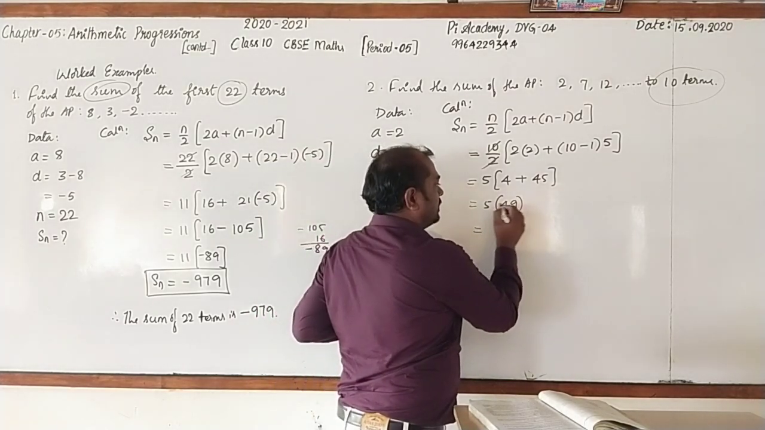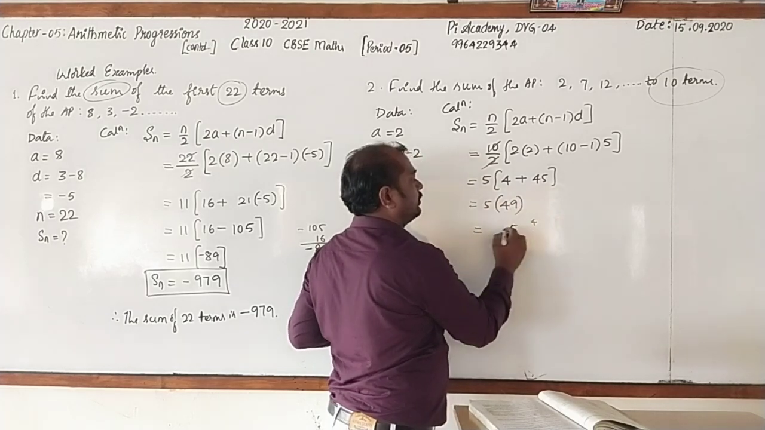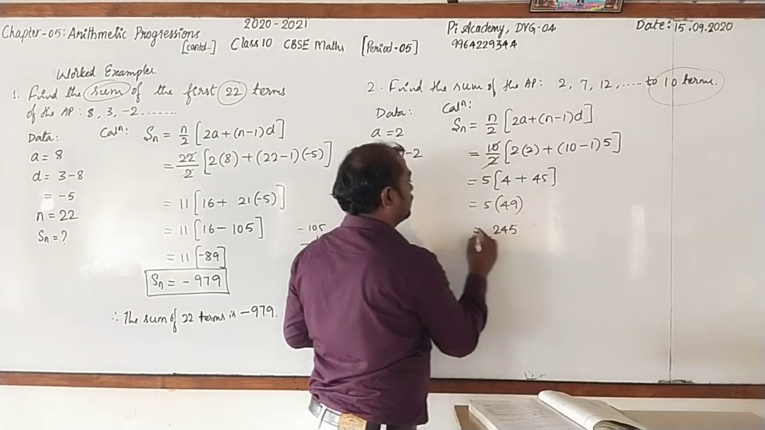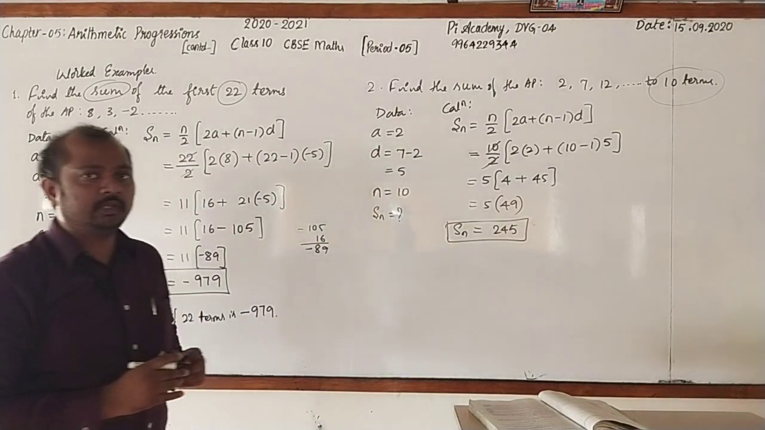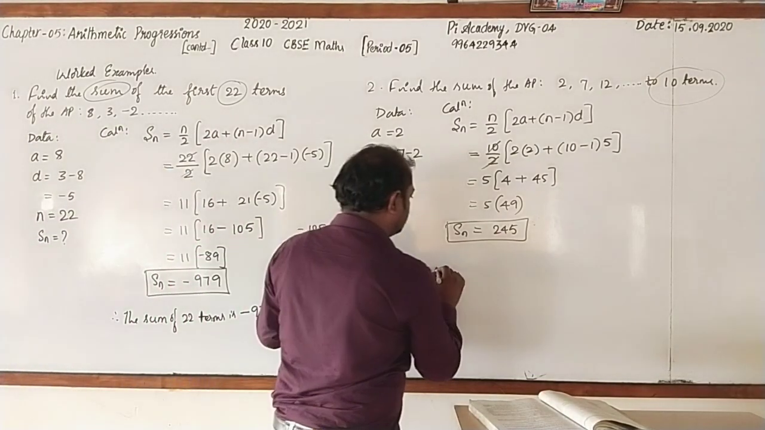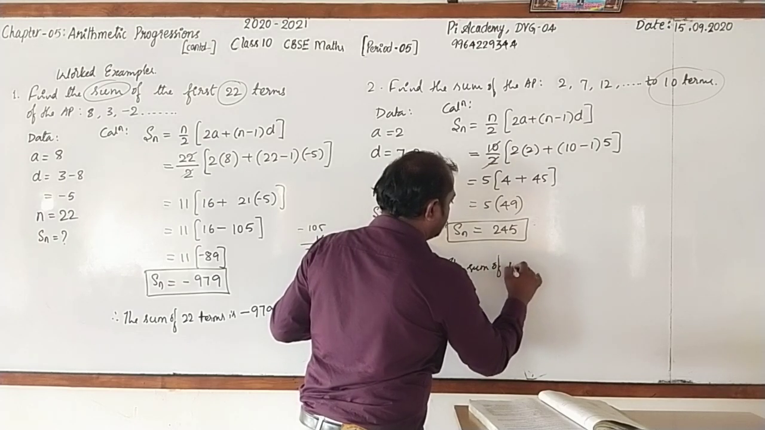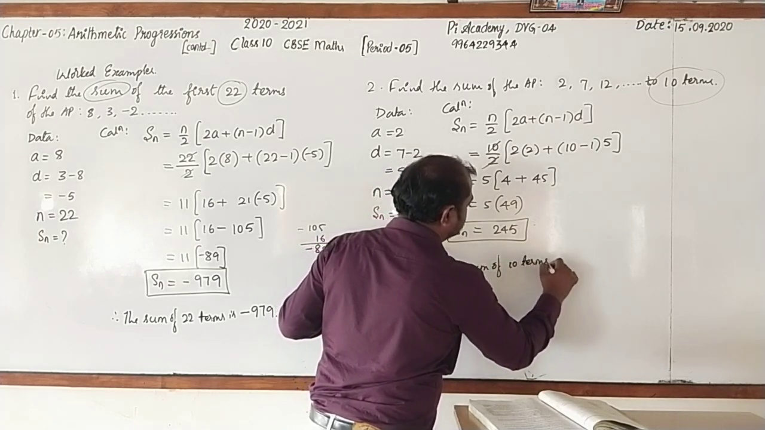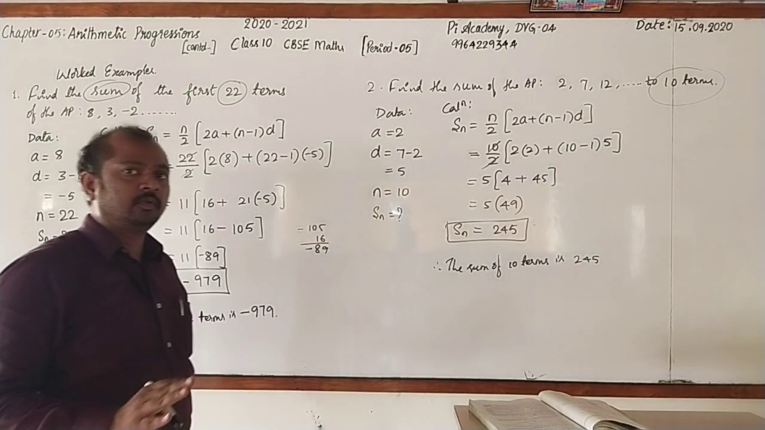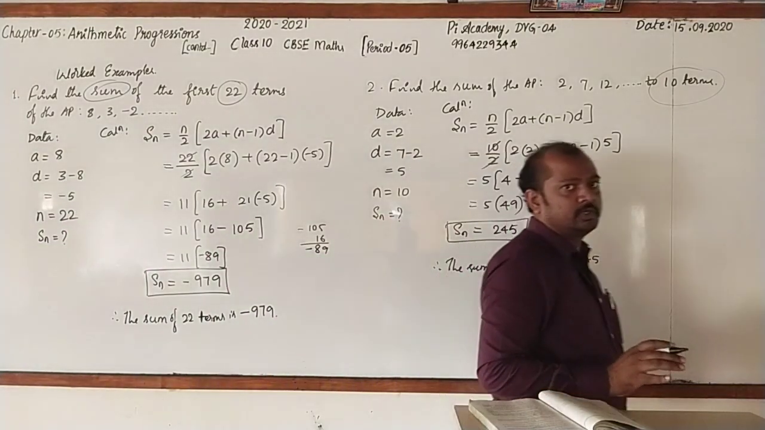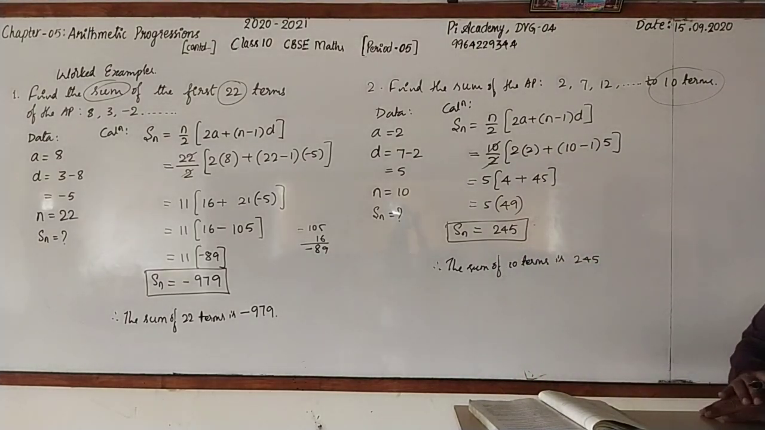You can write that or else multiply. 5 9s are 45. 5 4s are 20. Plus 4, 24. So Sn equals 245. We can write: therefore, the sum of 10 terms is 245. Hope that you have understood. Yes, please go for copying this.